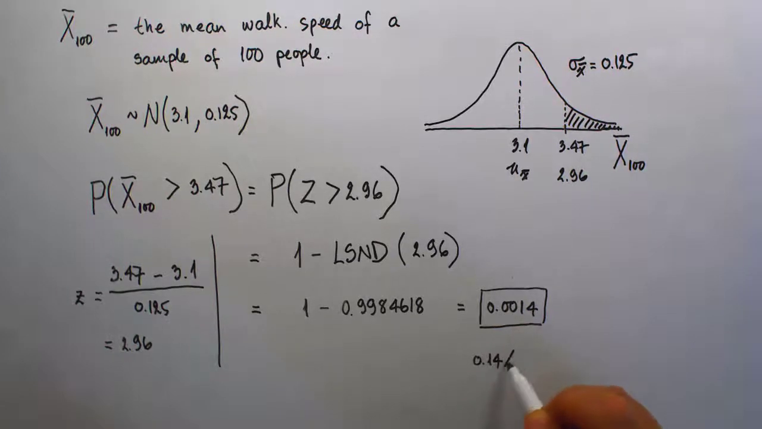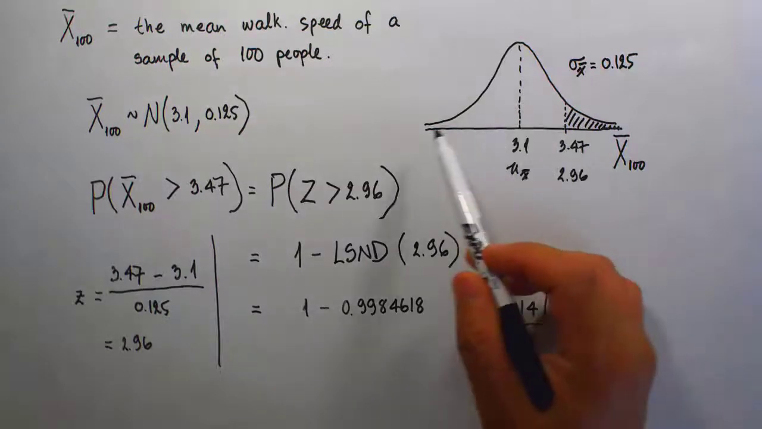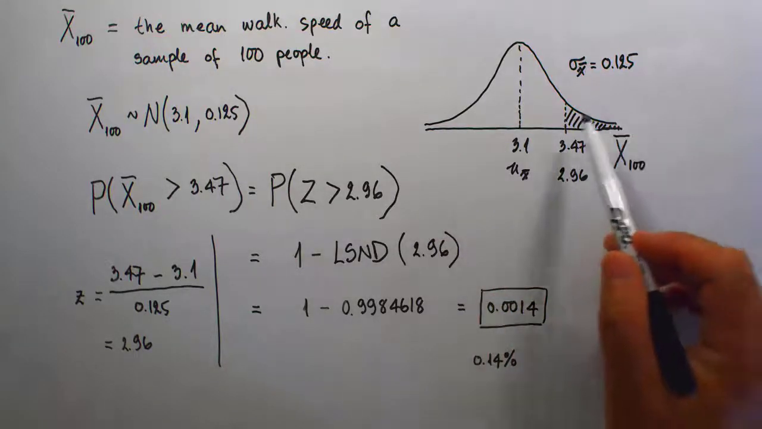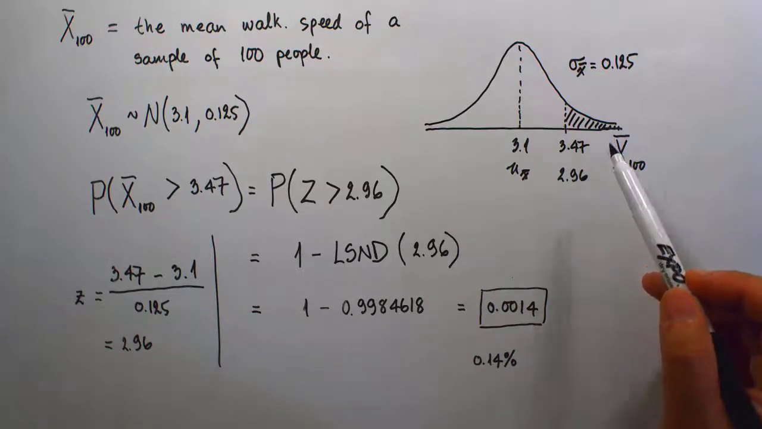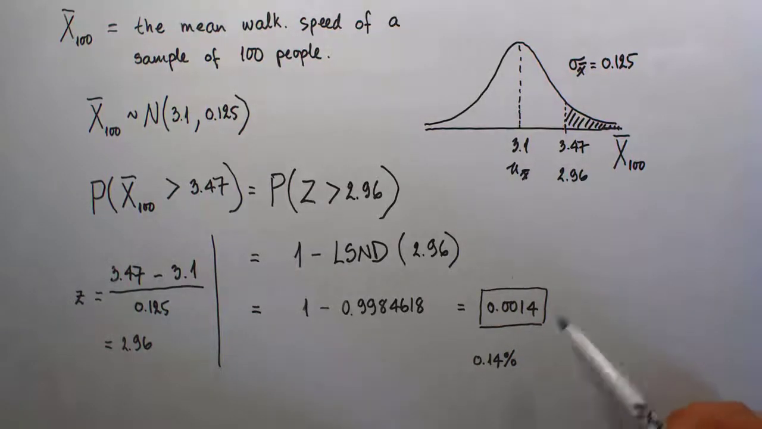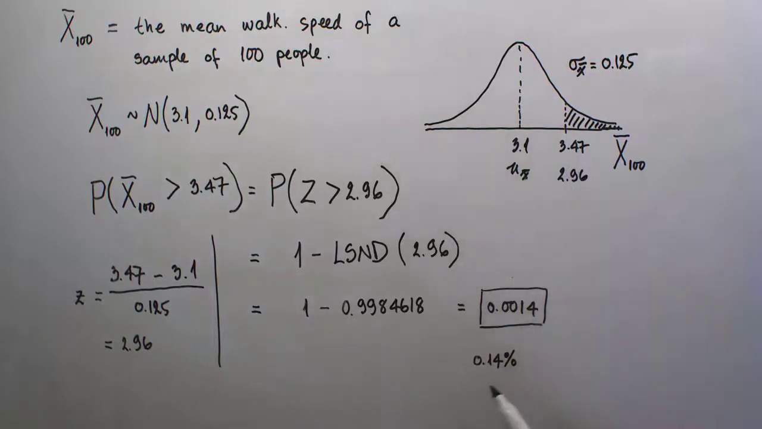So once again, allow me to explain the meaning of that. Out of infinitely many sample means where each sample is 100 people, the chance of finding a sample mean being above 3.47 in this way is only a 0.14% chance, or 0.0014 probability.